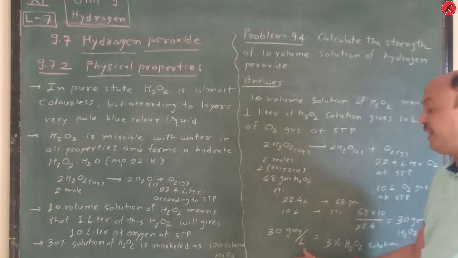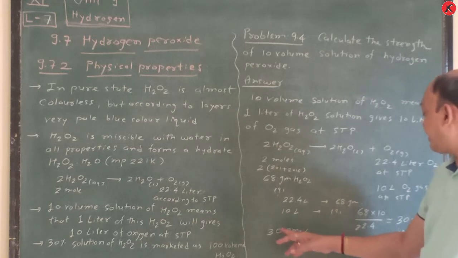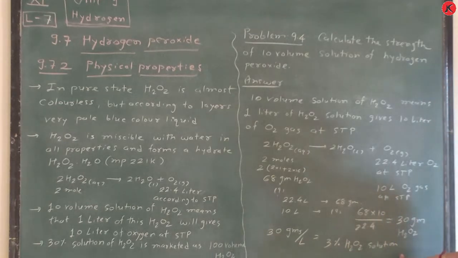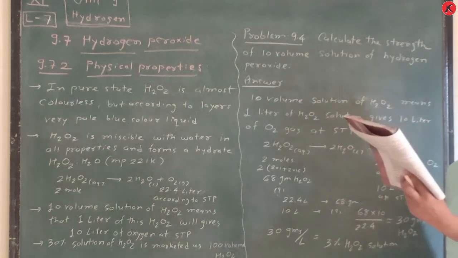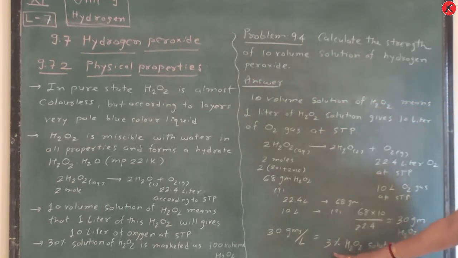This is 30 grams per liter, but it is of 10 volume. But here we have to carry out for 100 volume, so it is divided by 10 once again. Okay, and that's why we get 3% H2O2 solution. So this is the value according to your problem 9.4. Once again, just you see, therefore strength of H2O2 in solution is equal to 30 grams per liter, equal to 3% H2O2. Okay, so 3% H2O2 solution is the strength. So this strength is according to 10 volume. This strength is 3% H2O2 solution, not 30%.